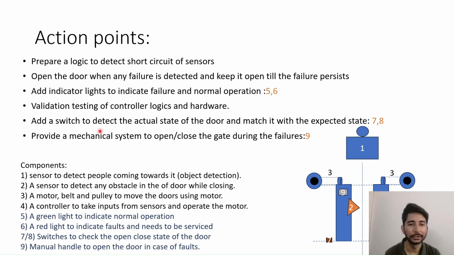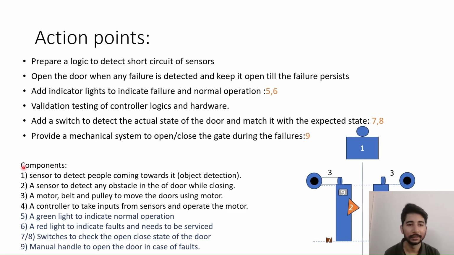Next is to add a switch to detect the actual state of the door and match it with the expected state. And this has become the seventh and eighth element of our system. You can see in the diagram 7 and 8, the switch to detect the actual state of the door. And if there is any mismatch, again the fault will be generated and the door will be kept open. Next is to provide a mechanical system to open and close the door during the failures. You can see the ninth system. It is just an illustration to have a mechanical system to open the door when needed.